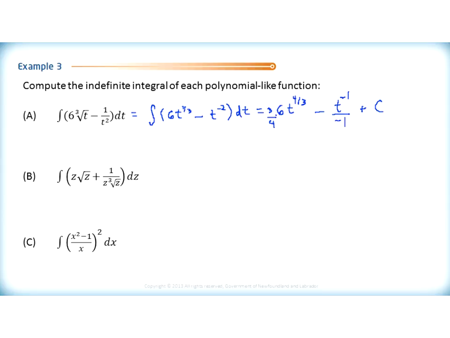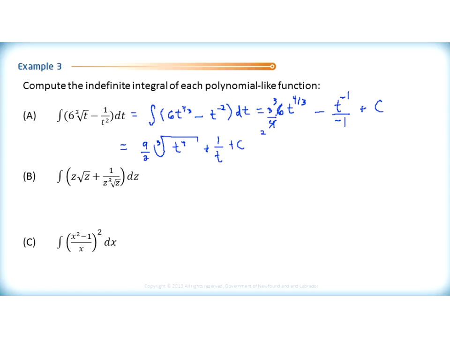So we got to tidy this up a little bit for sure. Let's see, 6 over 4 I can reduce to make 3 over 2. So then when I put all that together, I'm going to end up with an answer here that looks like 9 over 2 times the cube root of t to the power of 4, and then subtracting a negative here is going to be plus 1 over t plus my arbitrary constant c. Okay? So a little bit to that one. Let's try the next one.